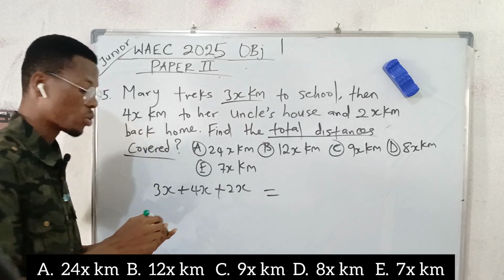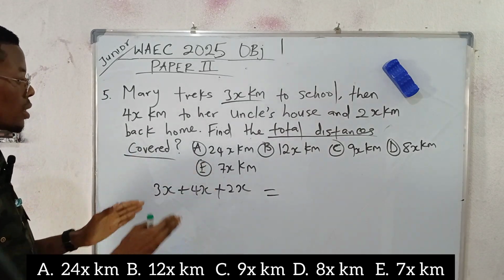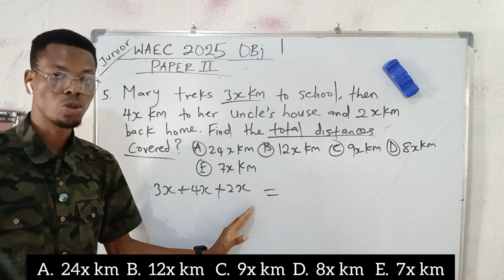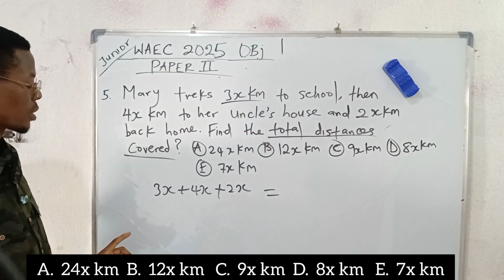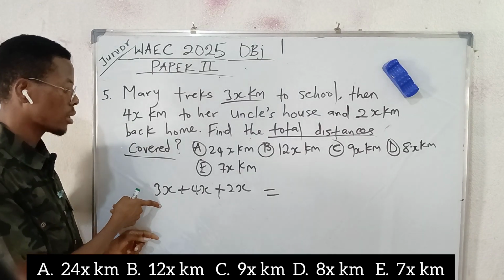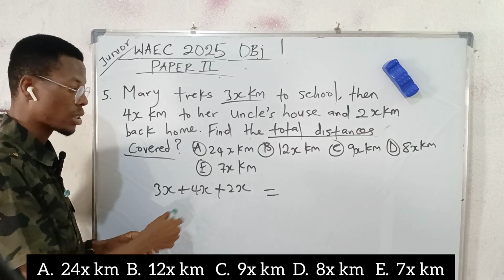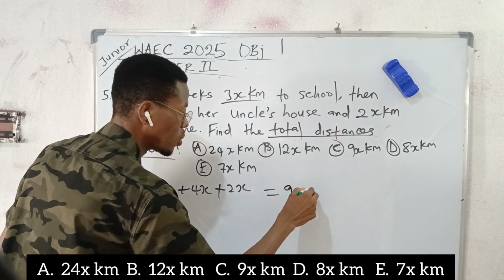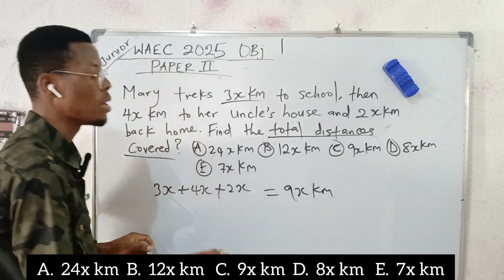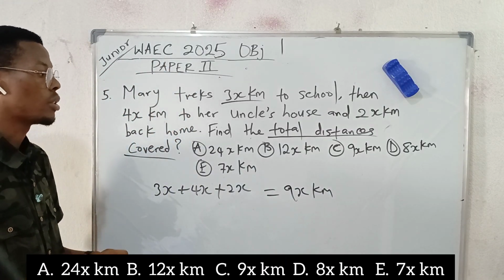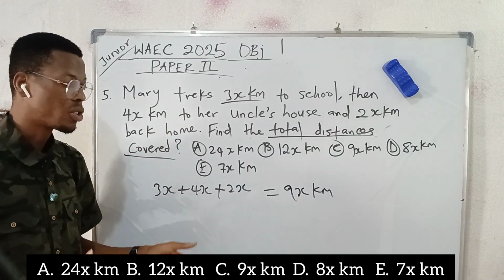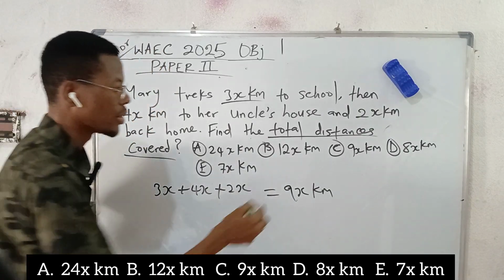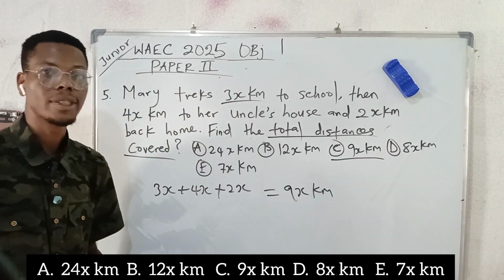All of this is equal to what is the total distance covered? The total distance covered is all she has walked through. So let's calculate and find the distance. This is 3x plus 4x plus 2x, which gives us a total of what? 9x. So 9x kilometers. So Mary trekked completely, she covered 9x kilometers. So our answer is C, 9x kilometers.